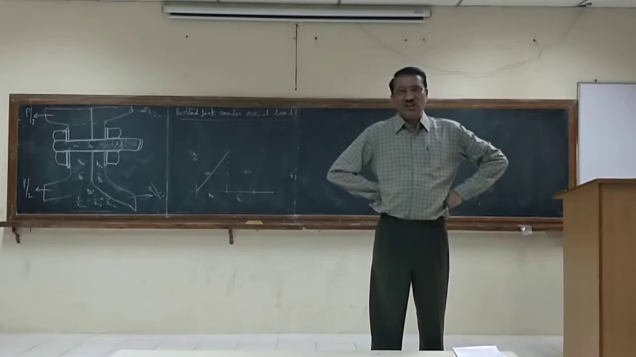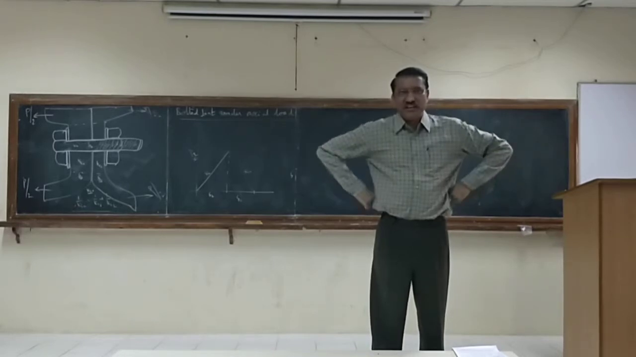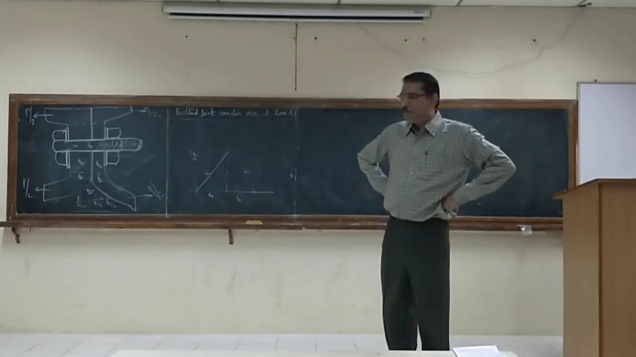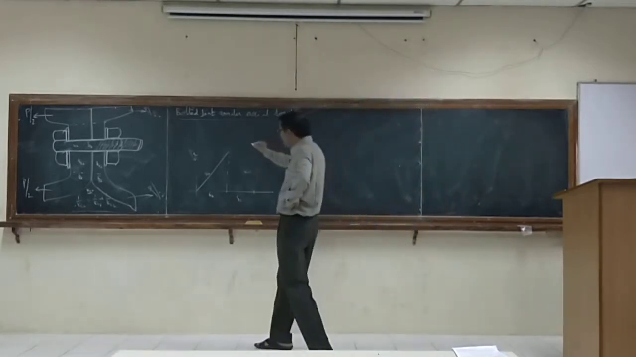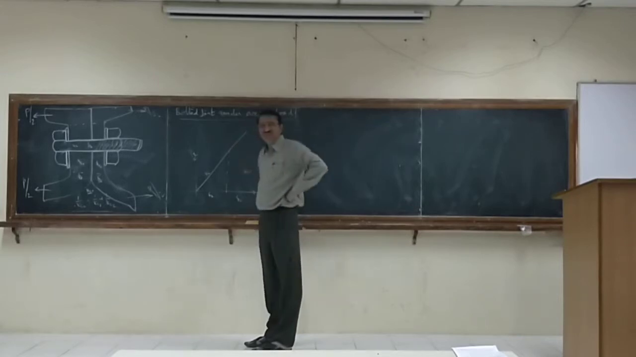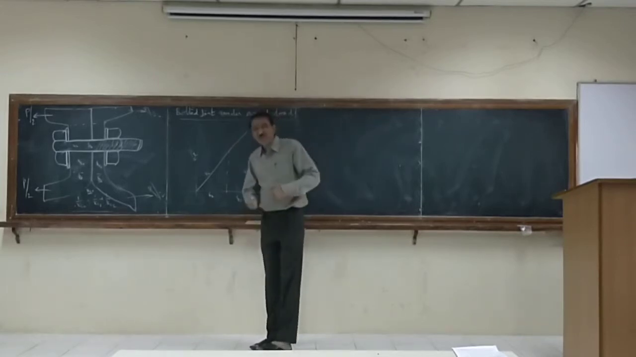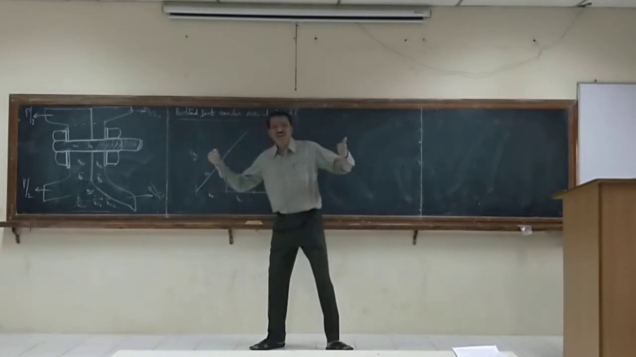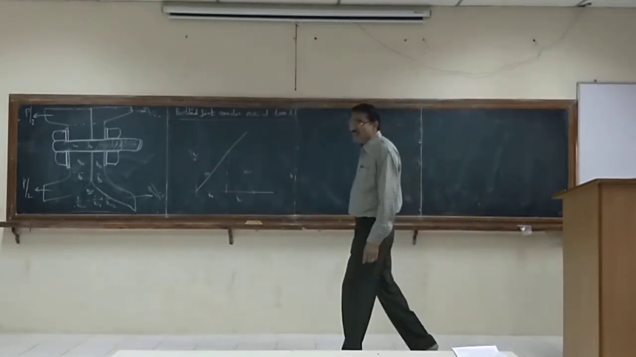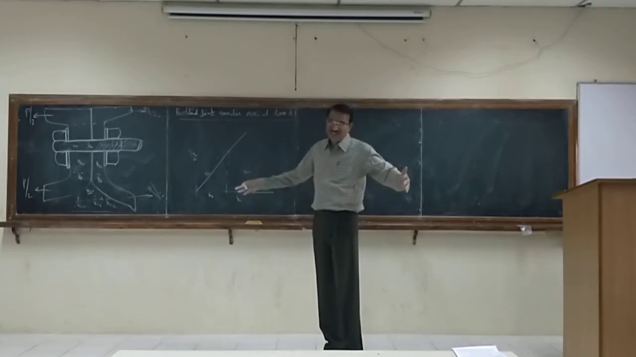If I give extra load on the joint, P is the additional load on the joint. What happens to the joint now? The bolt will be further stretched. When the bolt is stretched by this amount, what happens to the components? Components will be relaxed. Yes or no?